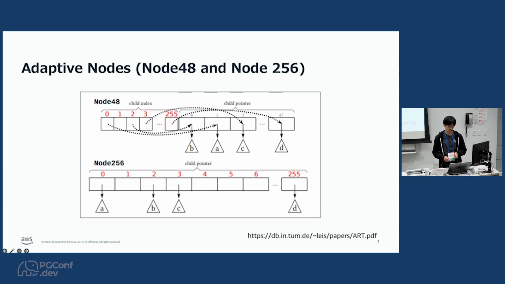When node 16 is full and a new key is inserted, we replace it with node 48. In node 48, instead of storing the 1-byte key chunk directly, it maintains an array of 1-byte offsets to the child pointer array. And node 256 is the largest node type, which has only the child pointers, 256 of them, covering all possible keys that can be represented with 1 byte, 8 bits.